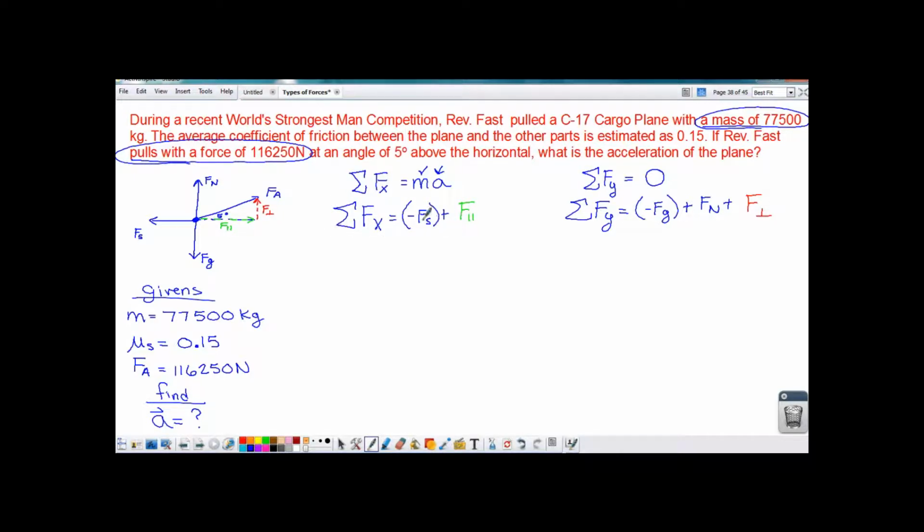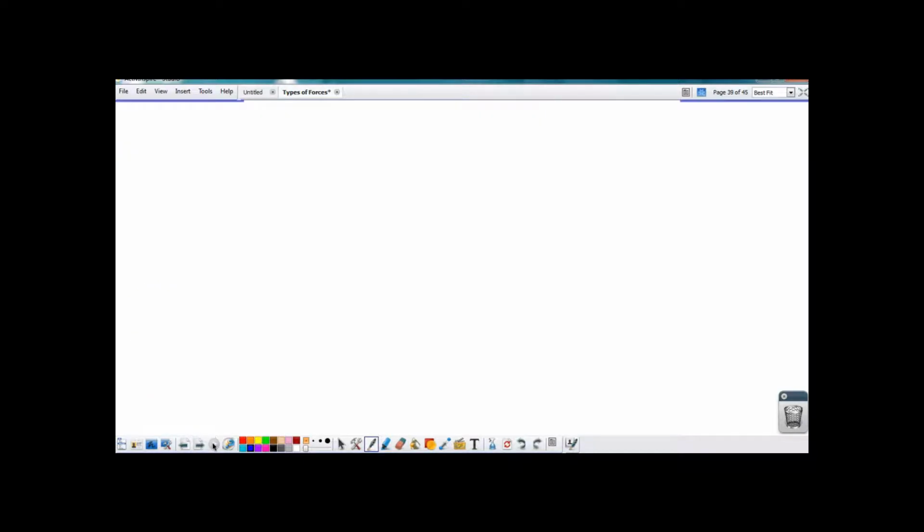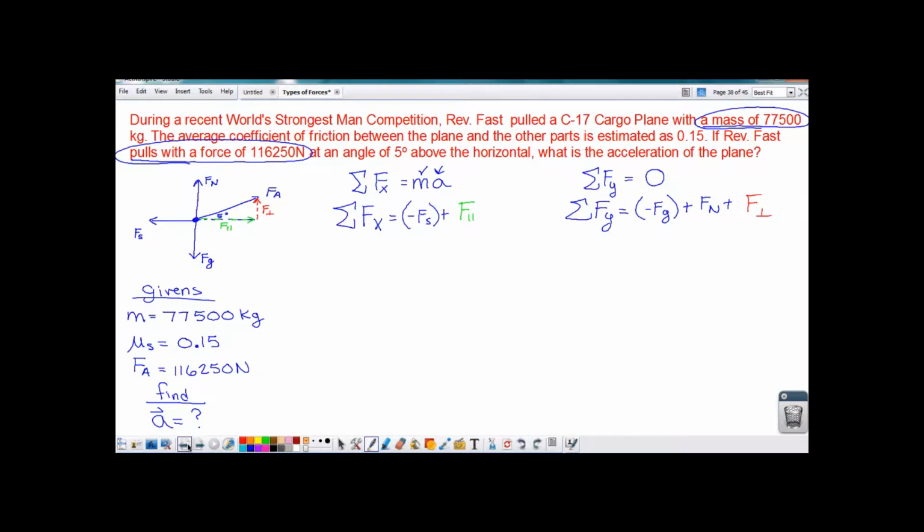So hopefully I can find that net force down here. I don't know the force of static friction. I don't know F parallel yet. So I'll need to find those. Let's go ahead and start looking for those. Well, the only equation I have for the force of static friction is equal to the coefficient of static friction multiplied by the normal force. I know this, but I don't know the normal force. So let's go back over here. I need to find the normal force.